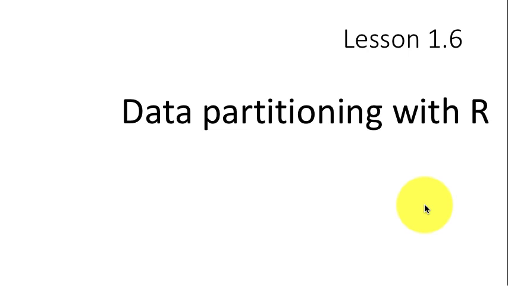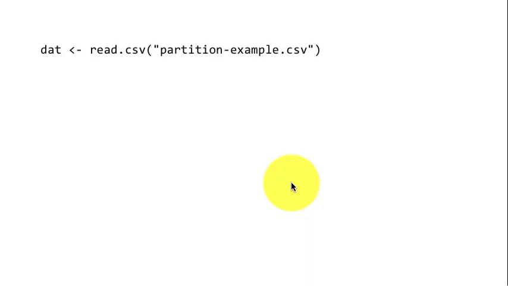Okay, so finally, let's take a look at how to do data partitioning with R. So we are finally getting down to some coding here. In order to do this, you can follow along with the data. You can read the data from this file called partitionexample.csv. It's available on Blackboard, I've posted it. So we read that into a data frame called dat.